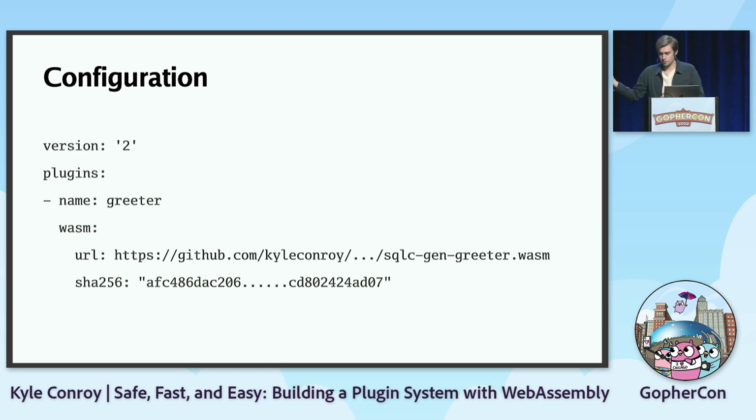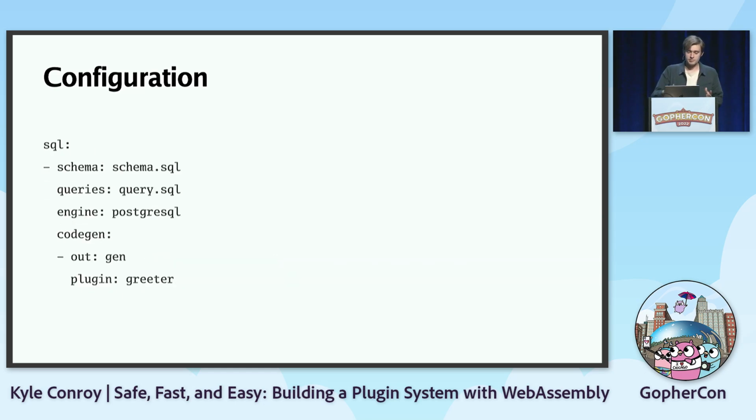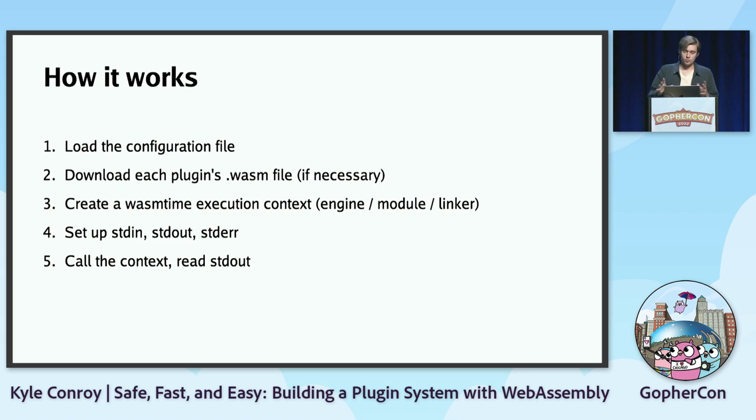In this case, I'm defining a greeter plugin. In the next part, I'm saying, okay, instead of using one of the built-in CodeGen packages, we're going to use the greeter plugin, and we're going to generate its output into this gen folder on my laptop. So how does sqlc use this? It loads the configuration file, downloads the wasm if we need it, and creates what I call an execution context here. That's mainly using the wasmtime library to create an engine, take that wasm file, turn it into what they call a module, link it all together, set standard in, standard out, and standard error to files on the file system, and then just call the context, right?